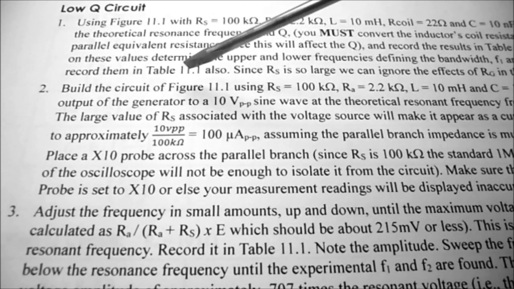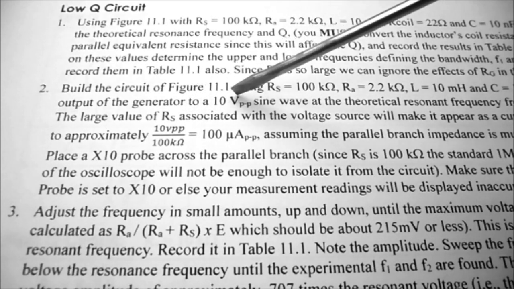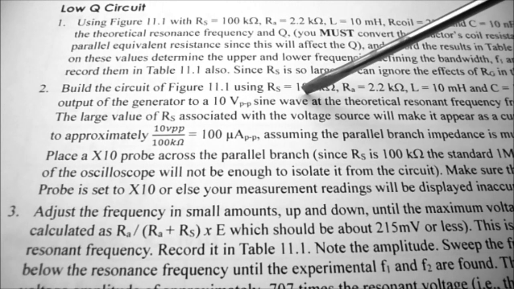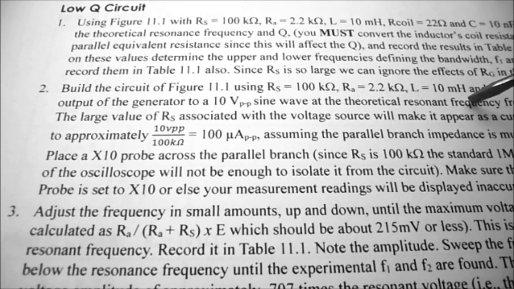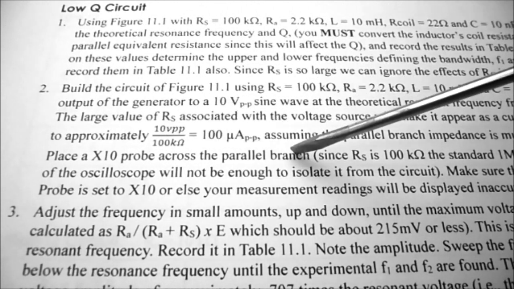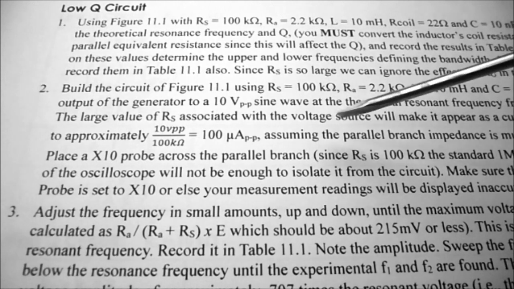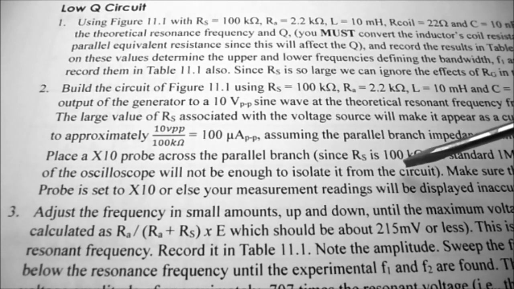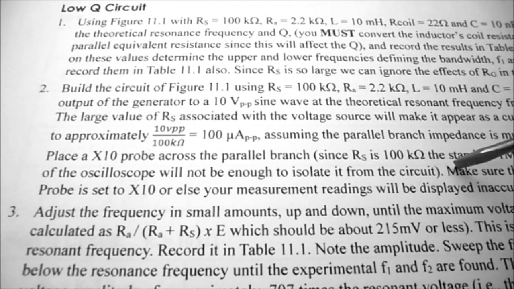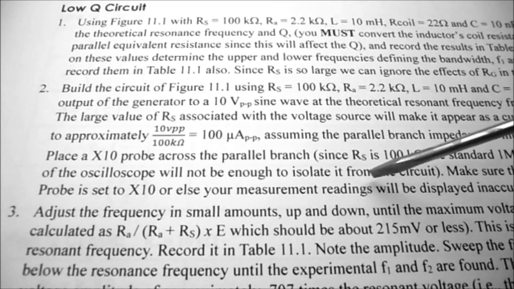Now once we've hooked the circuit up, remember we're going to check our oscilloscope to make sure the output of the generator is a 10 volt peak-to-peak sine wave at somewhere close to resonant frequency. Now it says place a times 10 probe across the parallel branch, and it says since RS is 100K ohms, the standard 1 megohm input impedance of the oscilloscope will not be enough to isolate it from the circuit. And then we're to make sure that the channel 2 probe is set to times 10, or else our measurement readings will be displayed inaccurately.